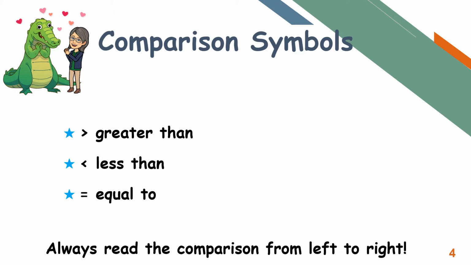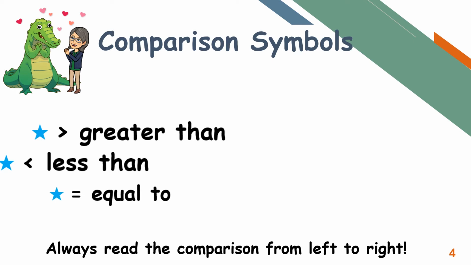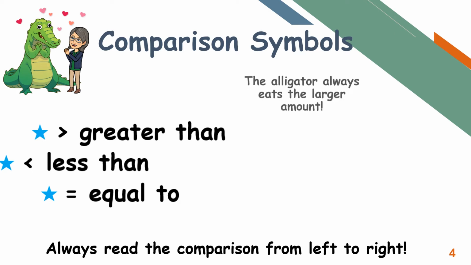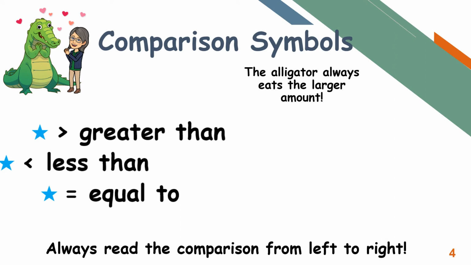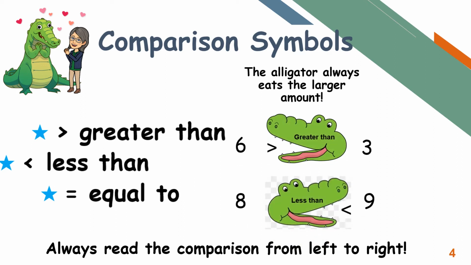When you use the greater than symbol, it opens to the left in your number sentence. When you use the less than symbol, it opens to the right. The equal sign is written as two marks, one on top of the other. Some of you may remember the alligator who always eats the larger amount in a comparison number sentence. That means the alligator is going to eat the bigger shaded pieces in a fraction comparison. The alligator always wants the bigger shaded pieces.